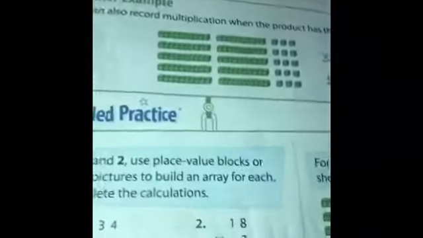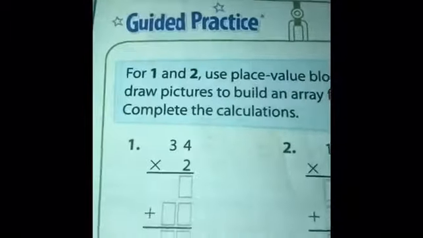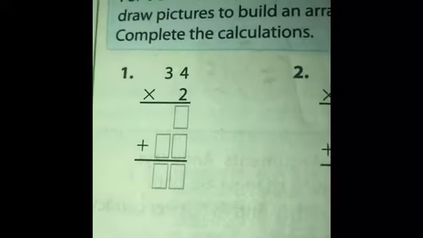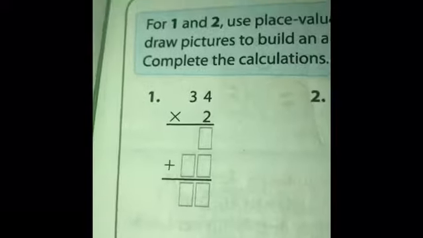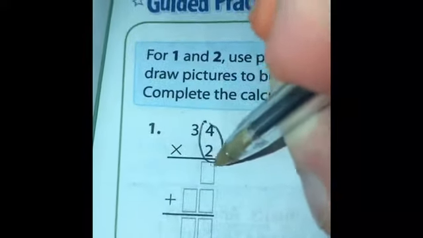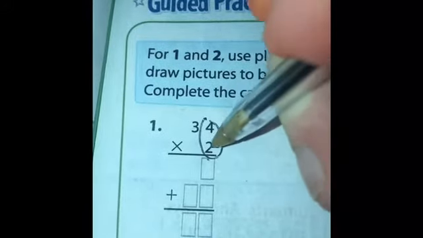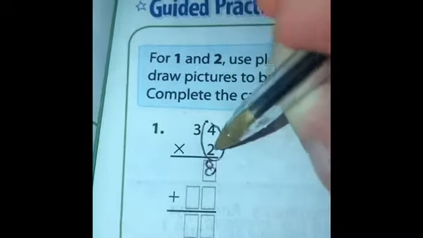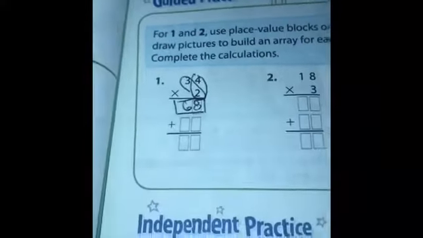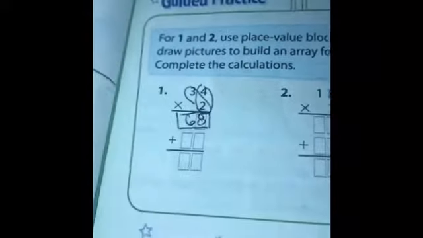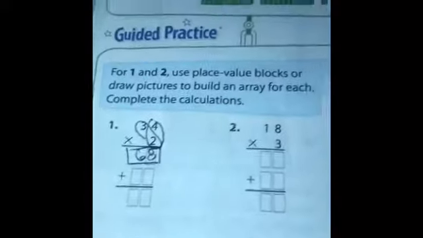And I'm going to continue with a guided 34 times 2. You can write it again. I'm going to use the boxes, but I'm still going to do lots of love. 4 times 2, twice of 4, it's 8. Twice of 3 is 6. 68. If you don't know your multiples by memory, of course you can use the multiplications.